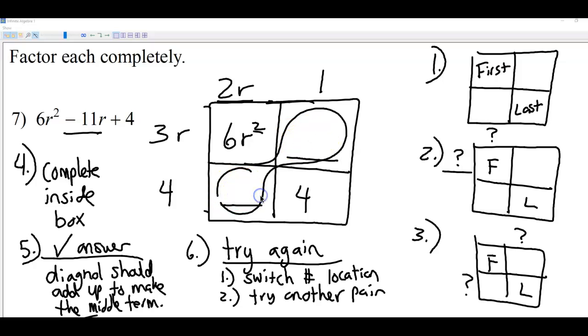Let's try filling in our box again. Now it's going to be 3r, and this is going to be 8r. Can 8 and 3 make 11? Yeah, if they're both negative, right? Because we want negative 11, which means both of these need to be negative then.